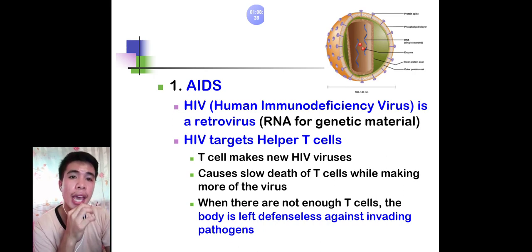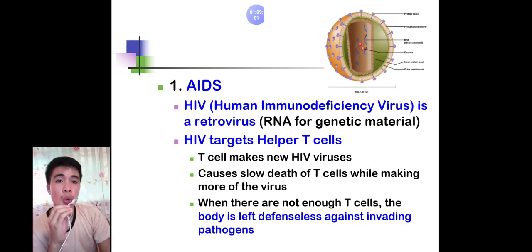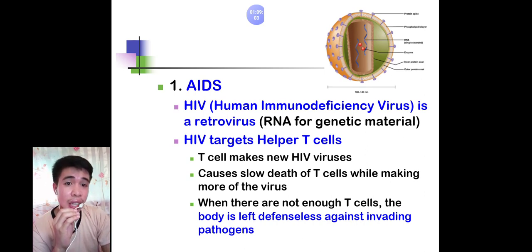HIV, or the human immunodeficiency virus, is a retrovirus with RNA as its genetic material. HIV targets helper T cells. Those T cells make new HIV viruses. It causes slow death of T cells while making more of the virus, so the virus spreads with the use of the T cells. When there are not enough T cells, the body is left defenseless against invading pathogens.